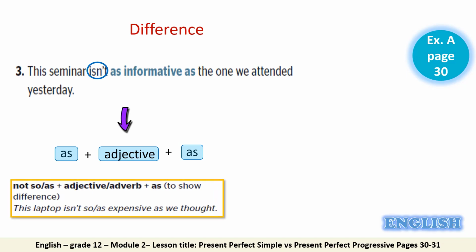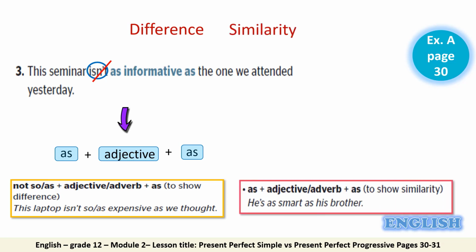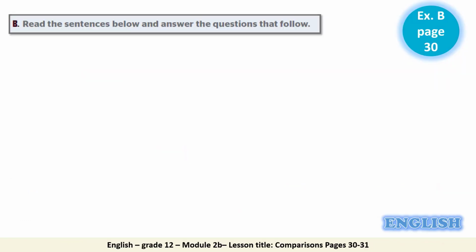And here is the rule with one more example. Not so or as plus adjective or adverb plus as to show difference. This laptop isn't so expensive or as expensive as we thought. However, if we remove not, it becomes a comparison of similarity. And the rule is here. As plus adjective or adverb plus as. He is as smart as his brother.